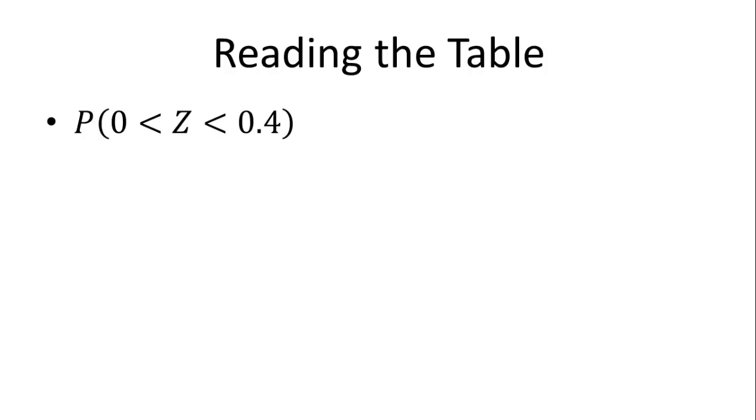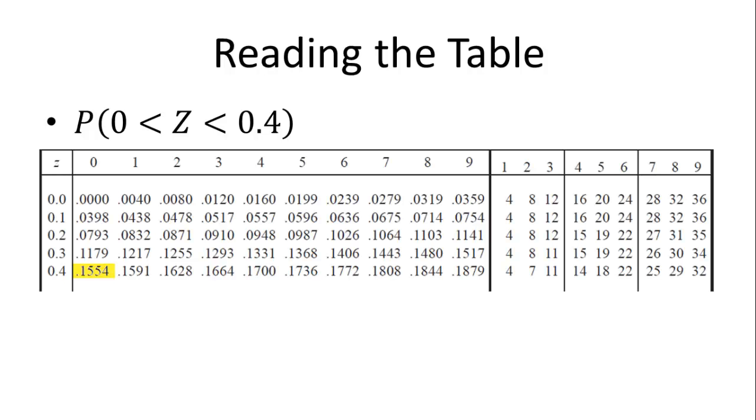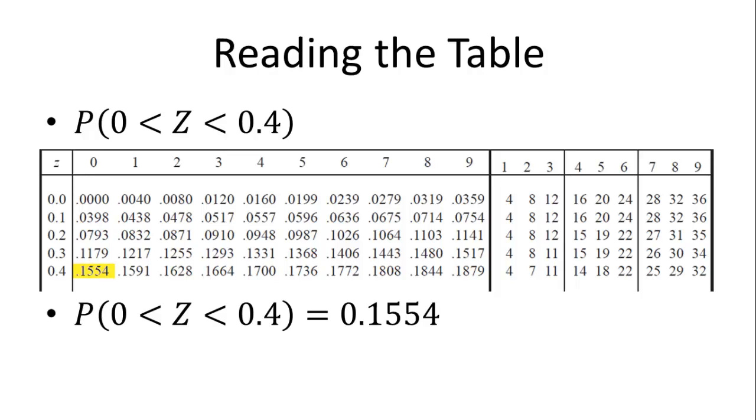So here's how we actually read this table. We're going to be looking for a probability that z is somewhere between 0 and 0.4. So we look down the left-hand column till we get to 0.4. We go across, and it's in the first column because there's nothing after the 4. And we get a probability of 0.1554. So the chances of z being between 0 and 0.4 is 0.1554.